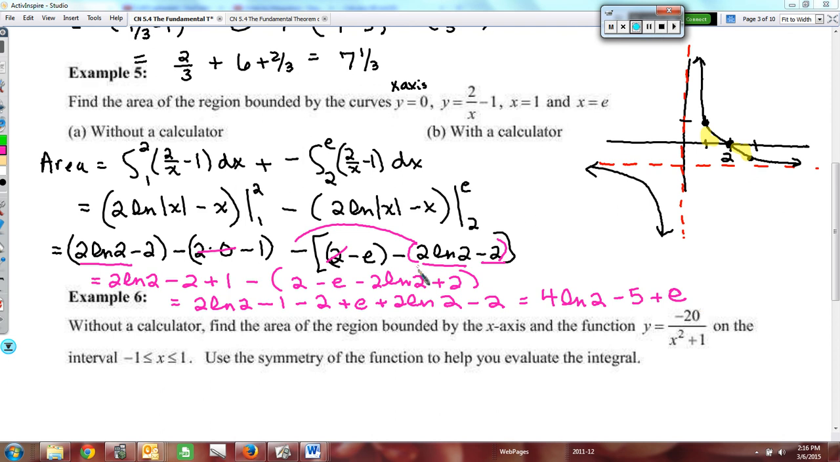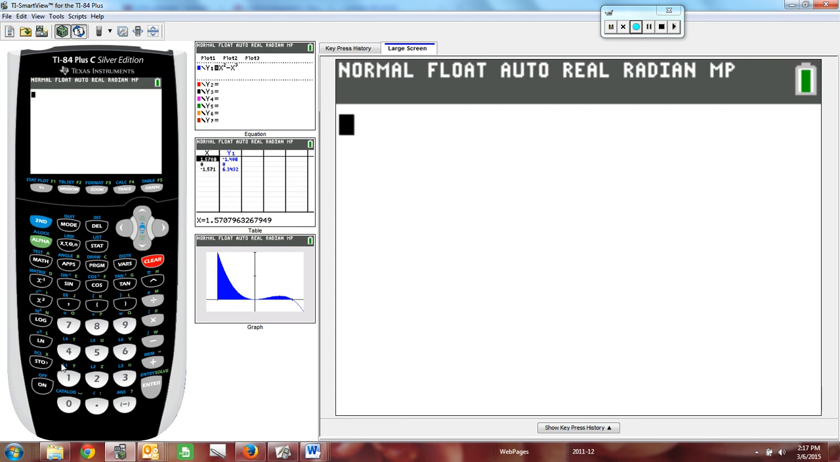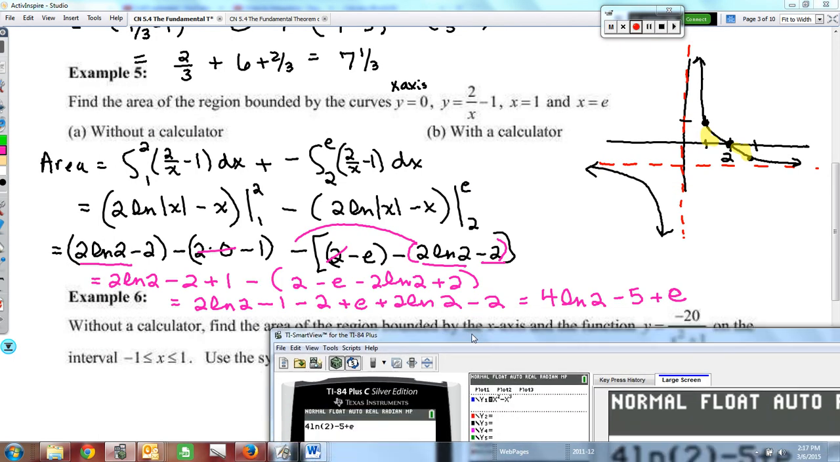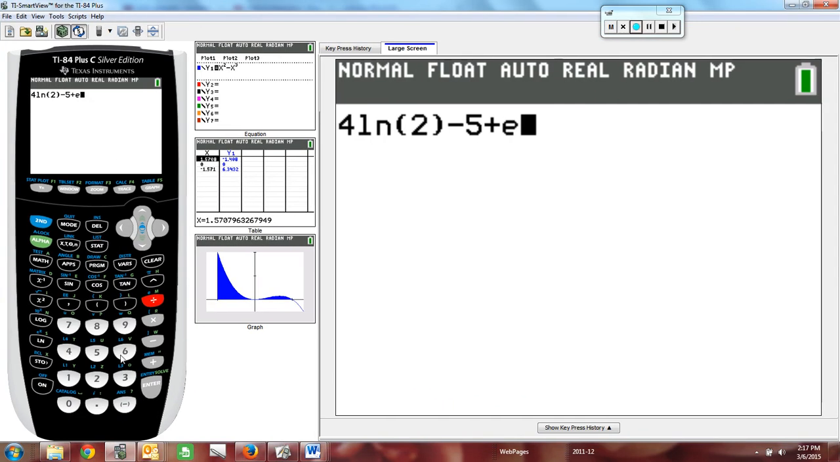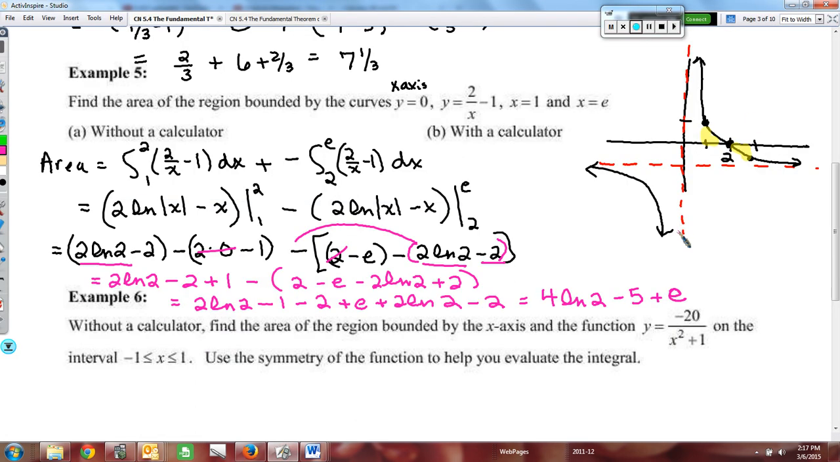All right, so if we check this in our calculator, okay, so I'm basically going to do my 4 natural log of 2 minus 5 plus my e, okay, which is what we just found using the by hand method, 4 natural log of 2 minus 5 plus e. We get an area of 0.491, okay? So approximately 0.491. So let's remember that, approximately 0.491.